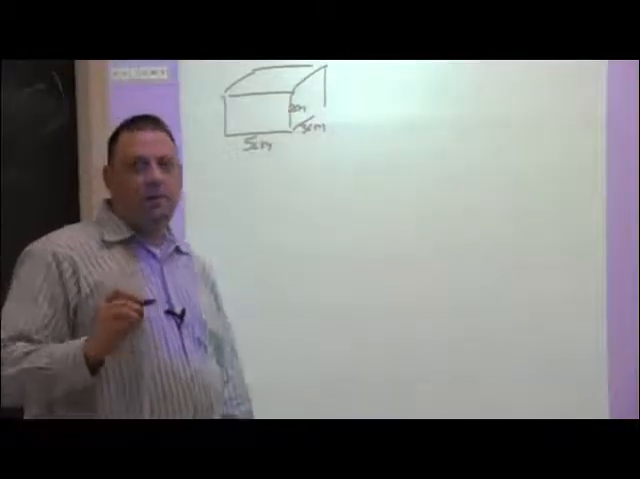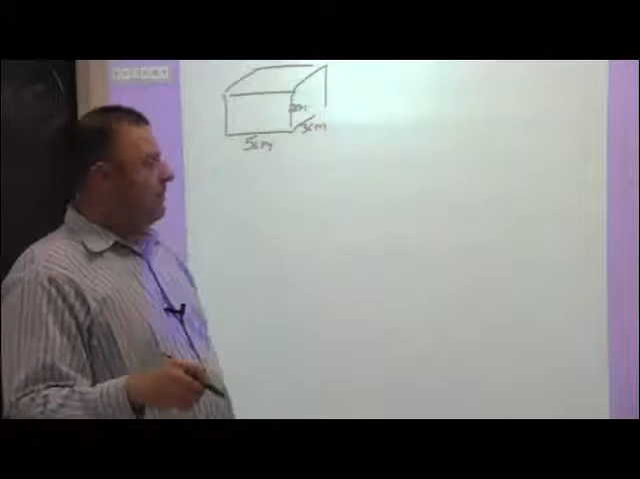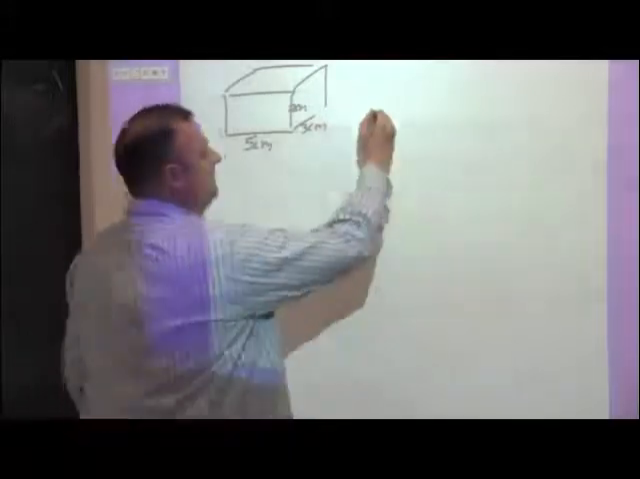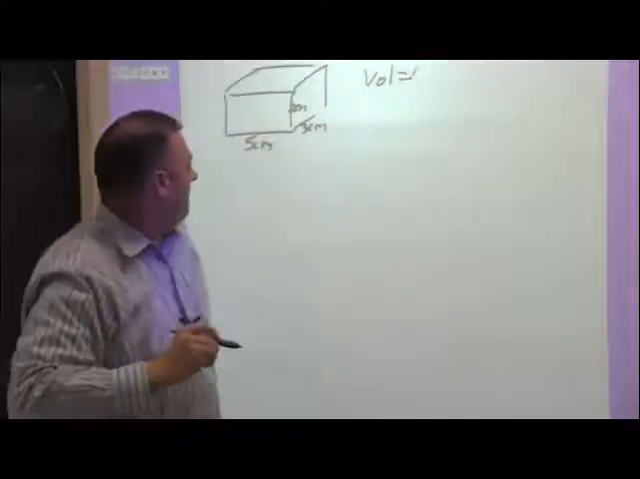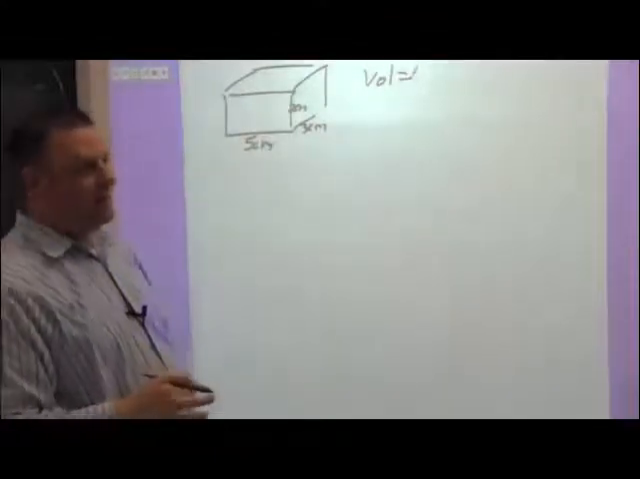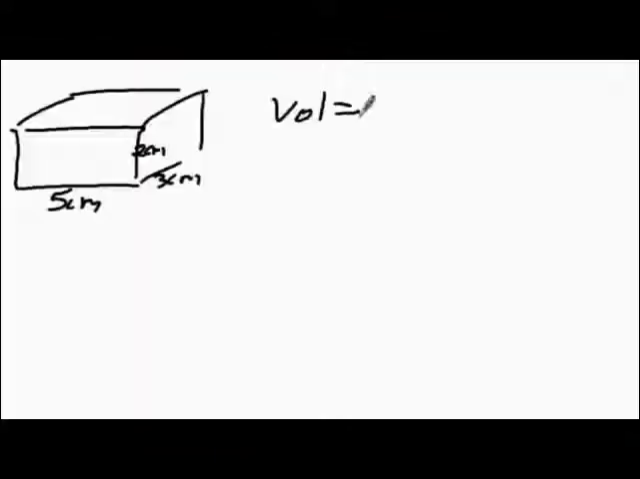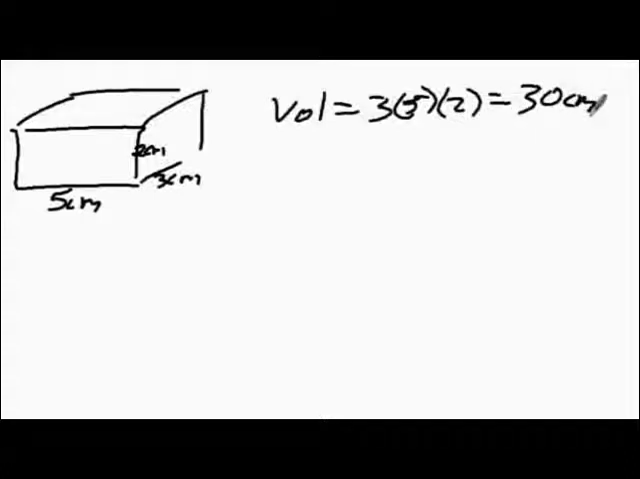All you have to do is remember to take the area of the base first, which is a rectangle in shape. So to find the volume, to find that area of the base will be 3 times 5. And then multiply it times your height, which is 2. And when you multiply those numbers together, you're going to get 30. And the units would be centimeters cubed.